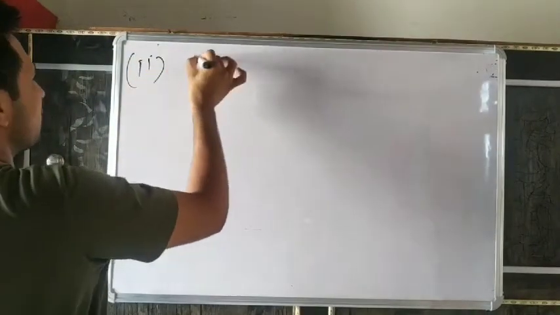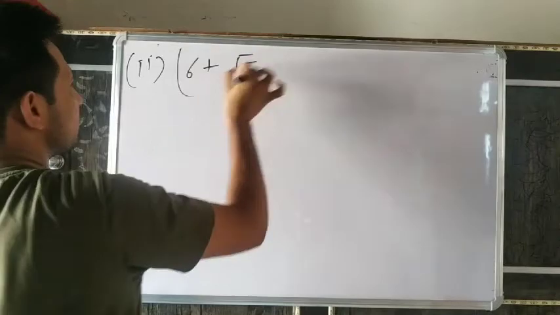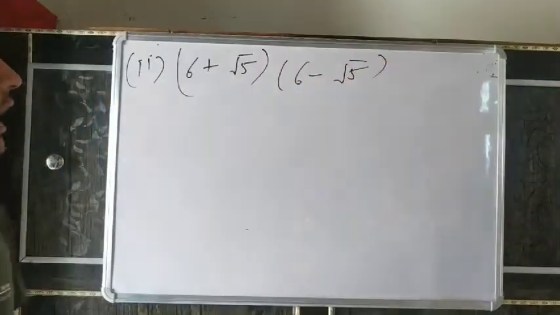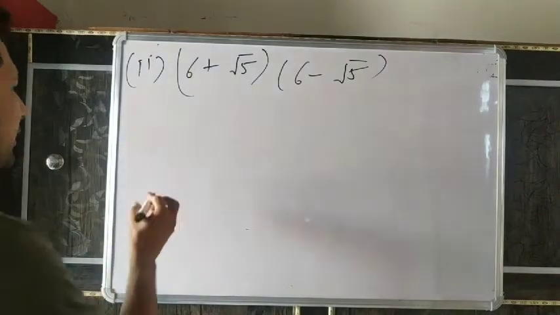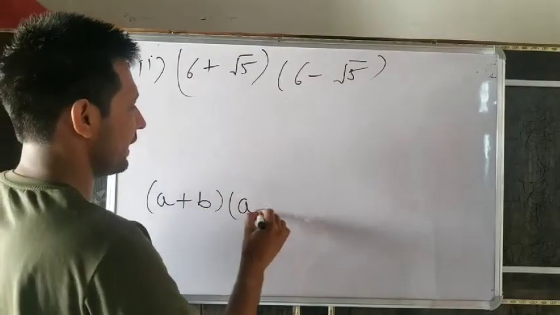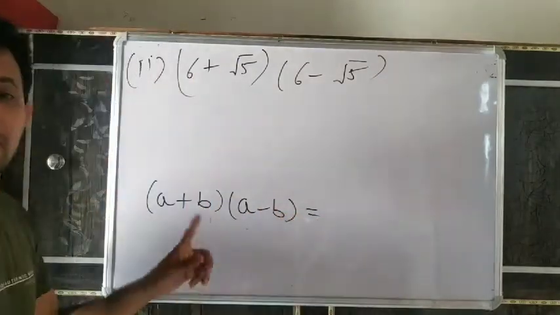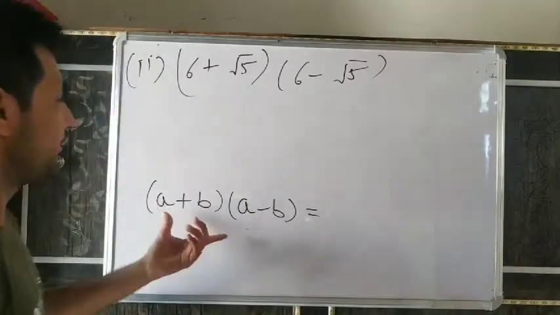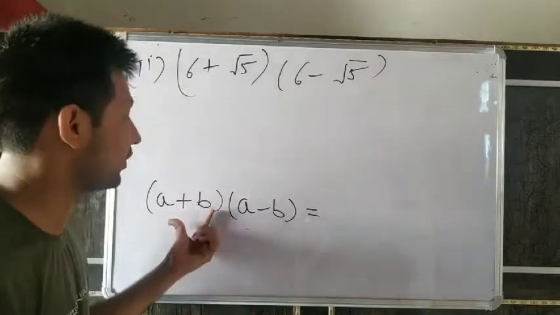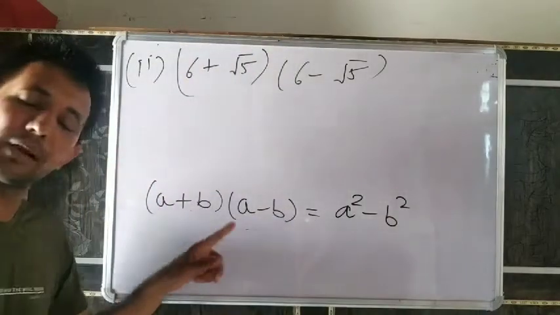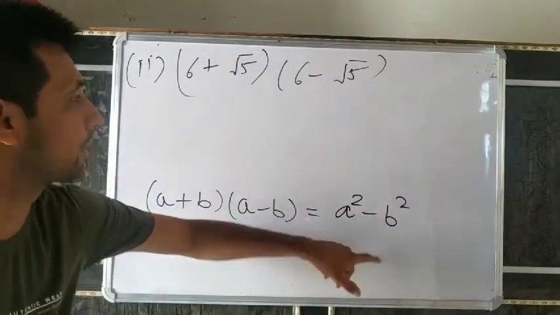Next is the second part of the fourth: 6 plus root 5, 6 minus root 5. It is a very important question and we should remember a formula: A plus B, A minus B. Do you understand what the formula is? A plus B, A minus B. In 8th class we already learned. If you don't know the formula, you can multiply binomial into binomial. It comes in the last: A square minus B square.